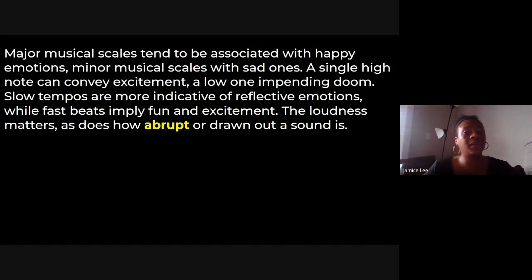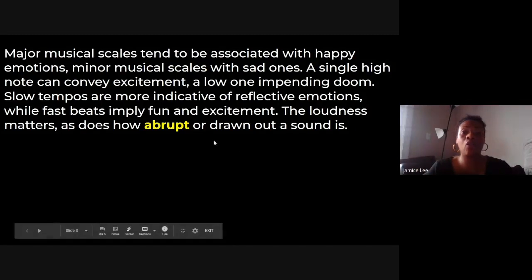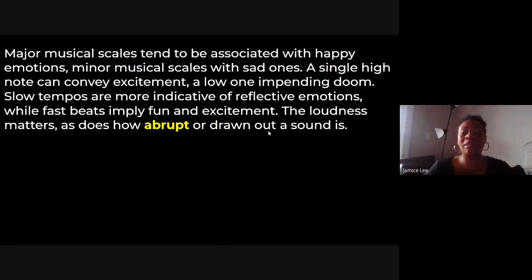Did you try before the word? There's nothing really there. You can try after the word. I see it says or drawn out. Or drawn out a sound is. I know or means something different is coming. So drawn out may be an antonym for abrupt. I know when something is drawn out, it's really slow. So that probably means that abrupt means something quick or fast.